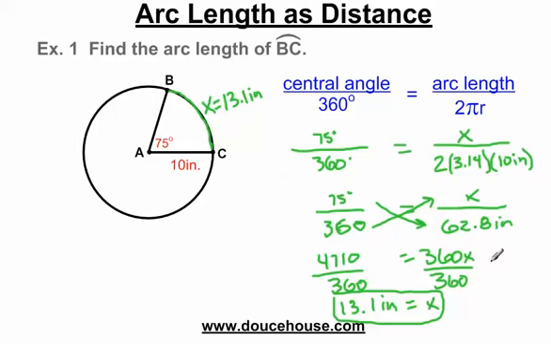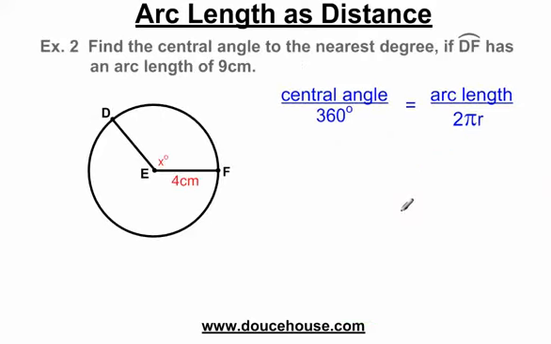Now the next kind of problem I'm going to do is what if you're trying to find the central angle? This is how they're going to kind of throw a monkey wrench into these problems to try to make it more tricky. So this problem here says find the central angle to the nearest degree if arc DF has an arc length of 9 centimeters. So I'm going to say the arc length here, this guy right here, is 9 centimeters. We know the radius is 4 inches according to the picture.